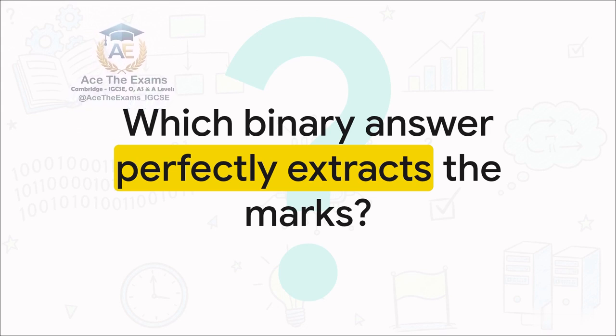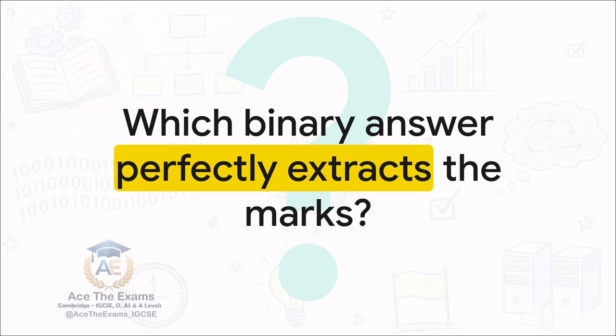Option A just essentially lists methods, right? It says parity checks and checksums are used to find errors. It's true, but it's shallow. Now look at option B.